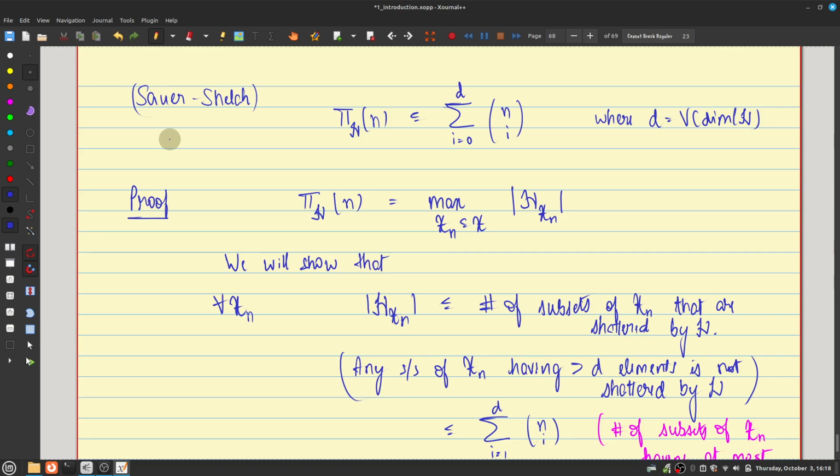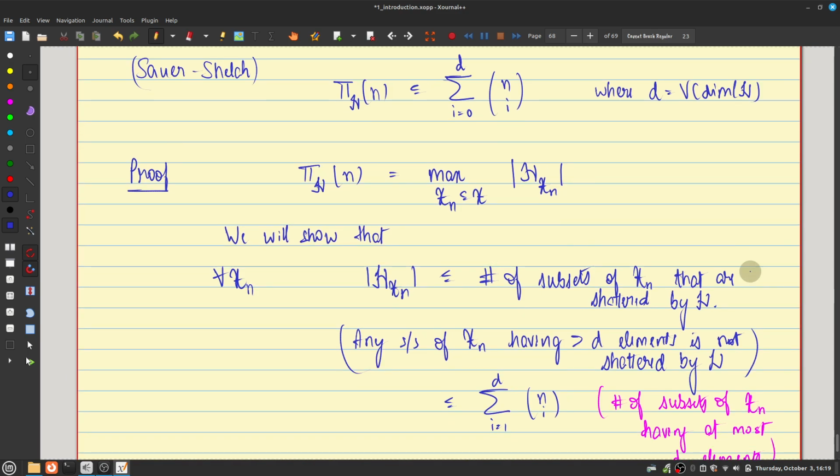All right. What is the right hand side for n equal to 1? Or what is this equal to when n is equal to 1? 2, right? And what is the size of the restriction onto any one element? It can either be 1 or it can be 2.